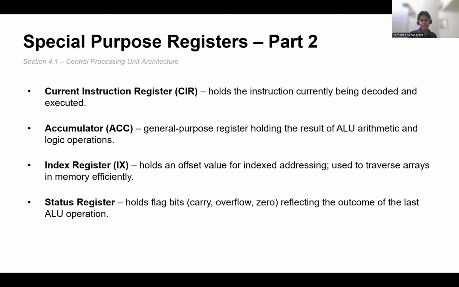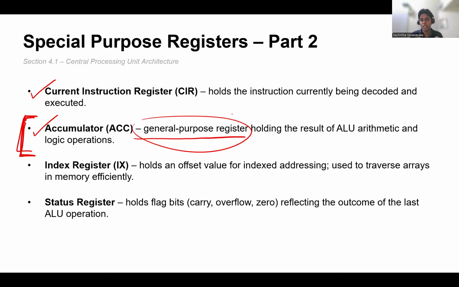Now to move on to the remaining special purpose registers, we have a current instruction register, which holds the instruction that is currently being decoded and executed. Then we have the accumulator. This is a general purpose register. Although I put this under special purpose registers, keep this in mind: small error in the slide. This is a general purpose register. Very, very important. Accumulator is general purpose. It is not special purpose. It is general purpose because it can hold any kind of data. It's kind of like the dustbin of registers where you can put any kind of data into it to hold results of ALU arithmetic and logic operations, right?